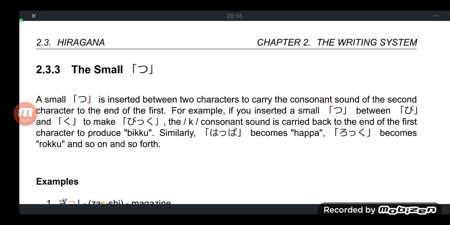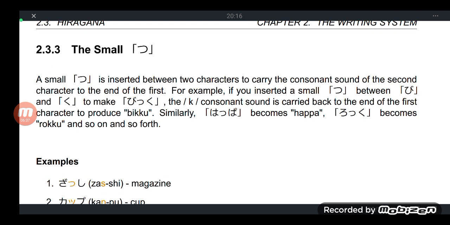Put an emphasis or stress on that k. Bikuri, just like here in bikku. Notice that I place stress on the k of the ku because there's a small chu on the left side of the ku. So instead of just saying bikuri, it's bikkuri. Notice the emphasis or stress on that k. Bikku. That's the effect of this small chu.